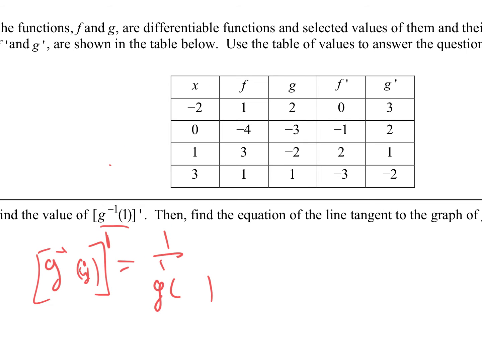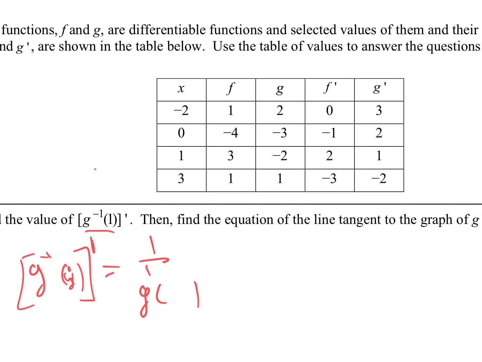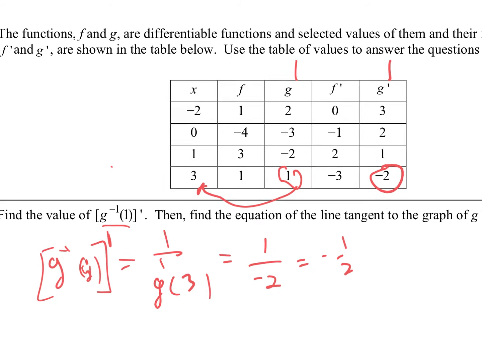So let me find it. G of a, is it a 1 I said? Yes. Let's see, is there a 1 in this column? What's the x that it points to? 3. So the answer will be 1 over g prime of 3, and 1 over g prime of 3 is negative 2, negative half.